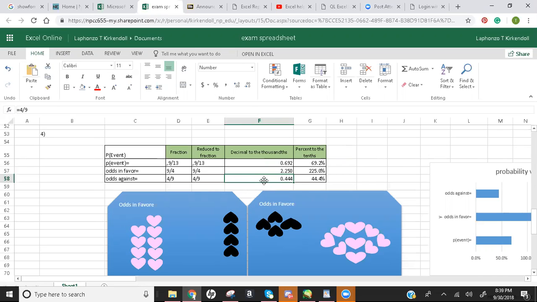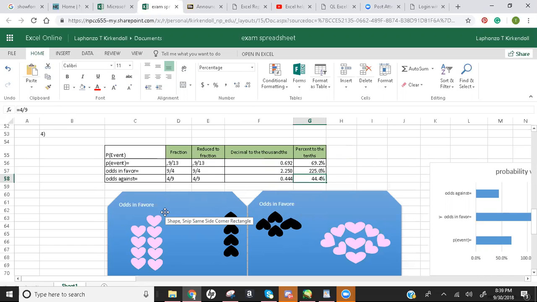And if you divided that, it would be 0.444. Yes. And then you would put it into percent, it would be 44.4%.